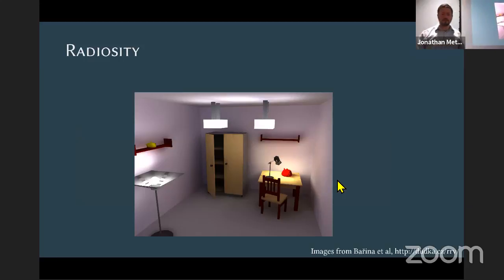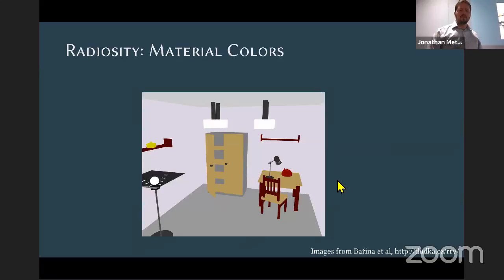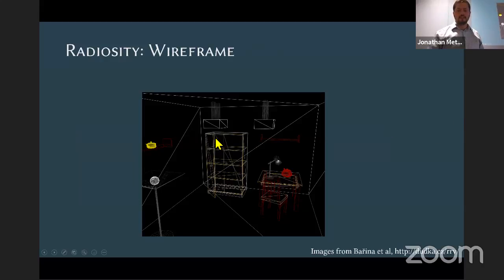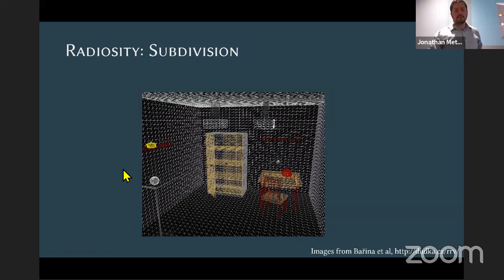So we took a look at this scene over here. The way that the radiosity would work, here's our raw material colors, and here's our raw geometry. In order for us to even process the scene with radiosity, we need to divide it into smaller areas. So we subdivide this, and now we can calculate the radiosity from each patch.